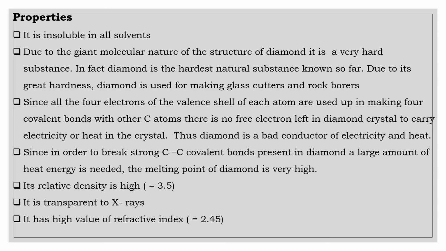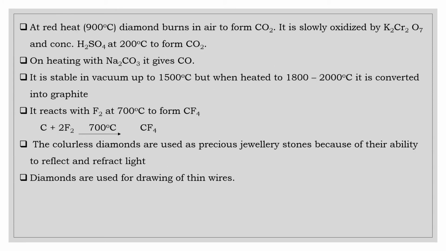It is transparent to X-rays. It has a refractive index of 2.45. At 900 degrees centigrade, diamond burns to give carbon dioxide. It is also slowly oxidized by potassium permanganate and concentrated sulfuric acid at 200 degrees centigrade to form carbon dioxide.